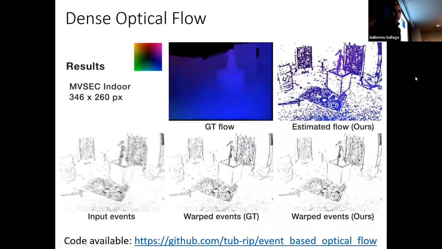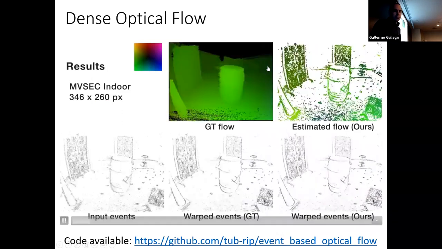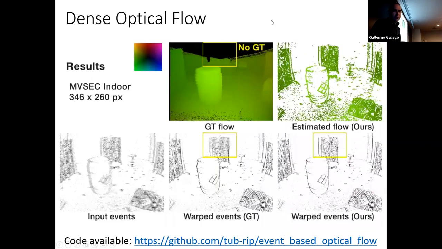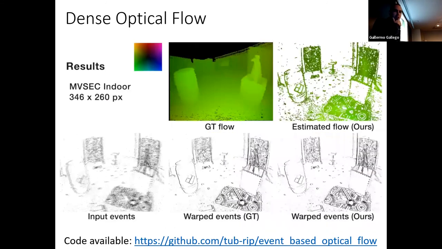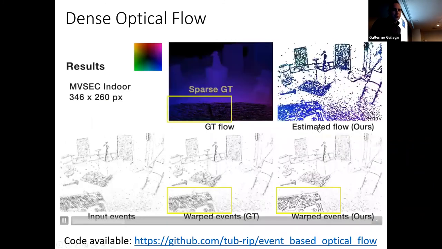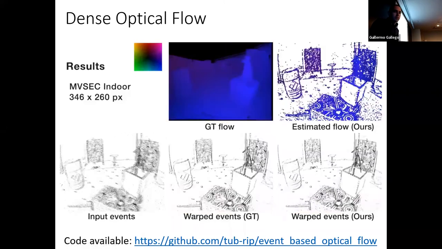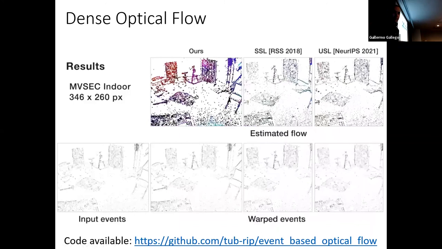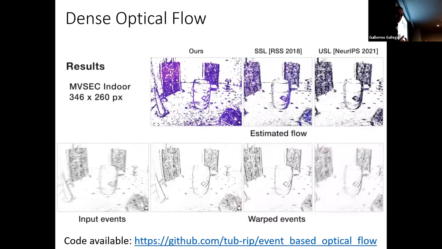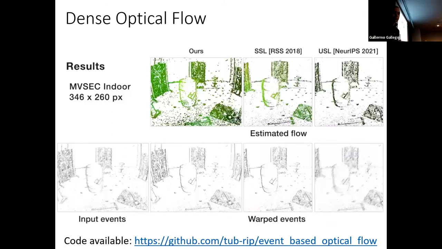And these are results on the MVSEC dataset. The middle column is the ground truth flow from the LiDAR and the camera motion. The right column is our algorithm, same colors as before, so the color represents the flow in the top row. And in the bottom row, we have the warped events. You can see that they are sharp, even in locations where there's no ground truth available. The problem with those ground truth locations, where there is no flow, is that if you use them to train the neural network, you don't have a signal there, right?